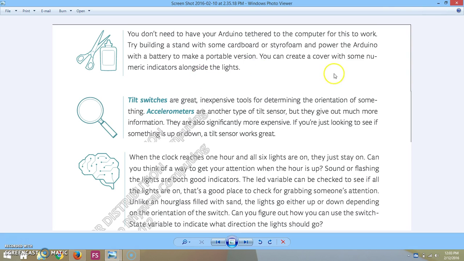Here in our extensions, it's asking us to build a portable Arduino hourglass. It's made out of basically cardboard, styrofoam, and a battery to make it portable. It'd be a very easy build if we had the stuff to build it with, tools basically. However, we don't have the styrofoam or cardboard to create it. It'd be pretty useful, honestly. It counts up to a whole hour, so you know when an hour is up and you can keep reusing it. It goes on to ask us about the tilt switch versus accelerometers.